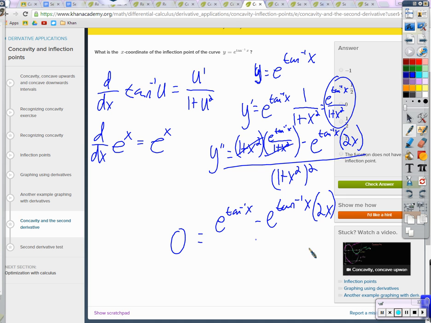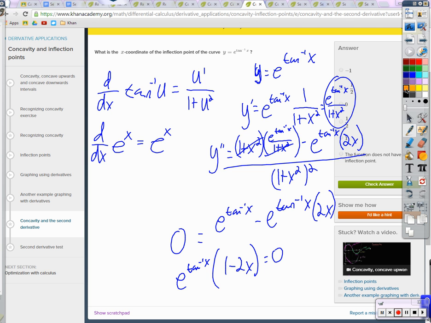What do you notice here and here? Yes, the e to the inverse tangent of x is a common factor between these two, so you could factor it out. e to the inverse tangent of x times (1 minus 2x) equals 0. When we have something times something equals 0, why is that to our advantage? One of those things would need to be 0, and that's the only way it can happen. You have two possibilities: that's 0 and that's 0.